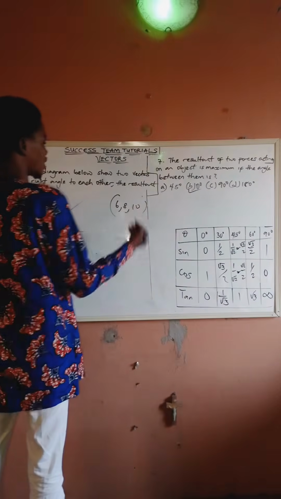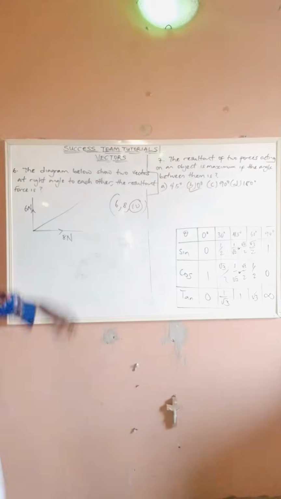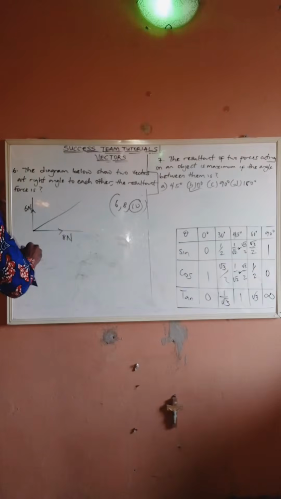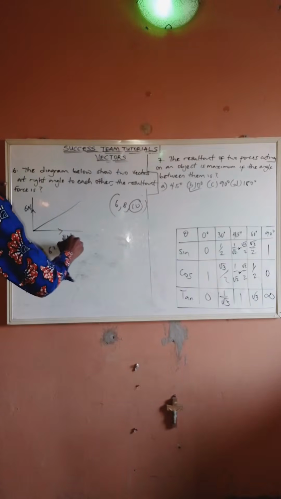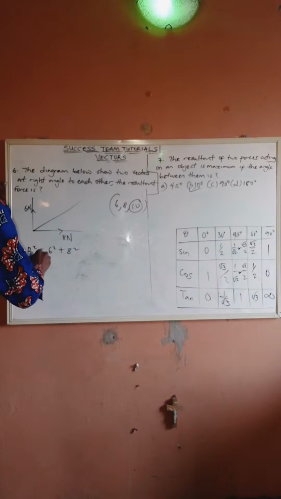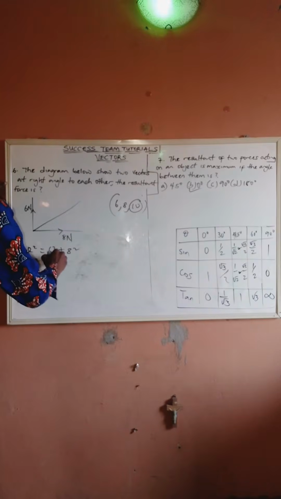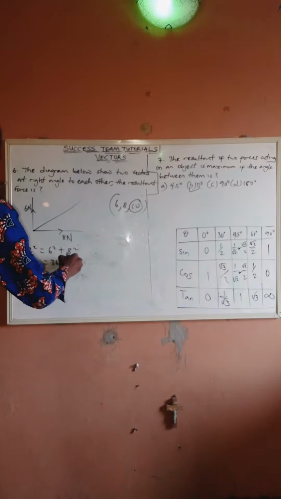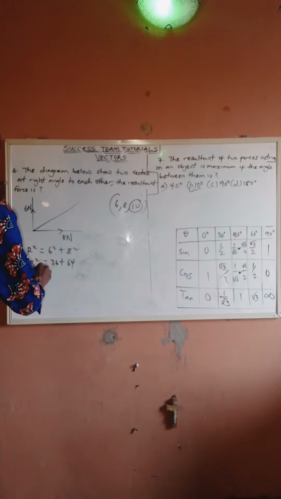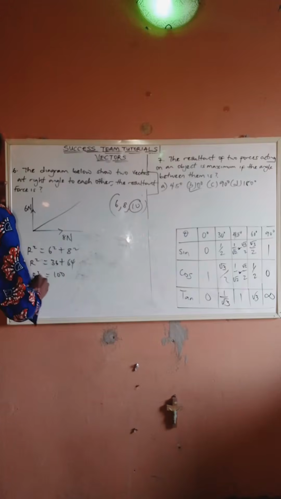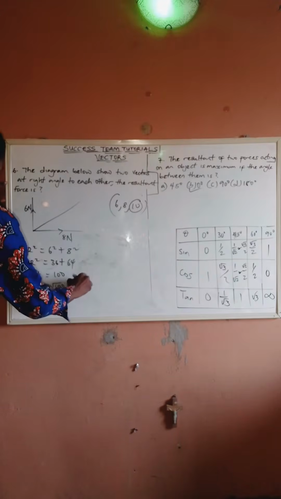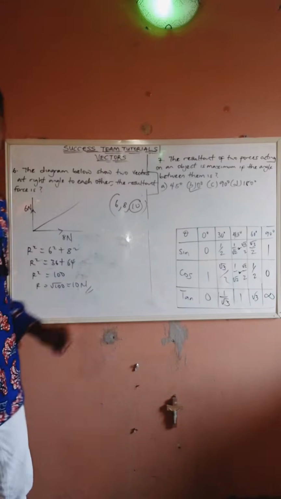So automatically our answer is 10. But if you want us to solve it, we will just say R squared is equal to 6 squared plus 8 squared. 6 times 6 is 36, plus 8 times 8 is 64. That would be R squared is equal to 100. R is equal to the square root of 100, that is 10 Newton. All this is clear.